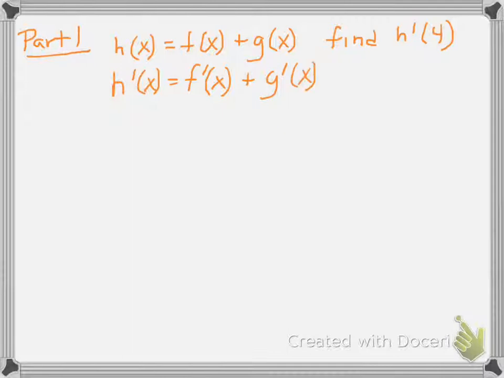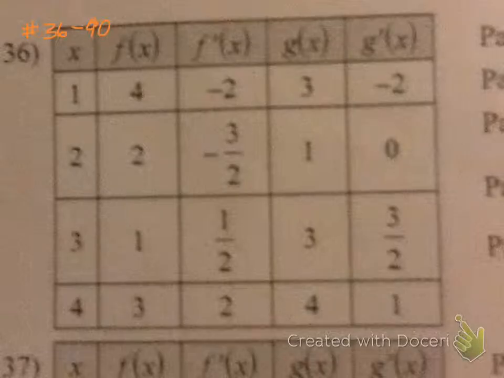Alright, once I get that, the next thing, x has to be equal to 4 because it says find h prime at 4. So h prime at 4 equals f prime at 4 plus g prime at 4. Alright, now I'm going to use my table. So first I need to go back to the table, f prime at 4. So f prime at 4 would be here. That would be 2. Alright, I also need g prime at 4, and that would be 1.